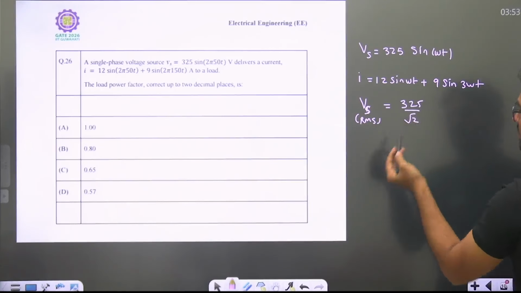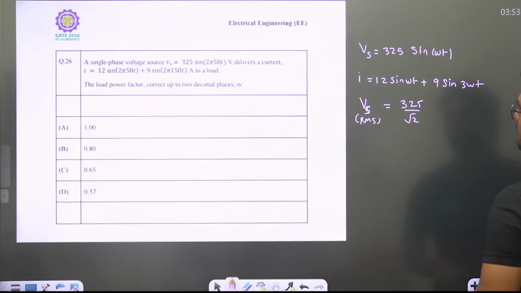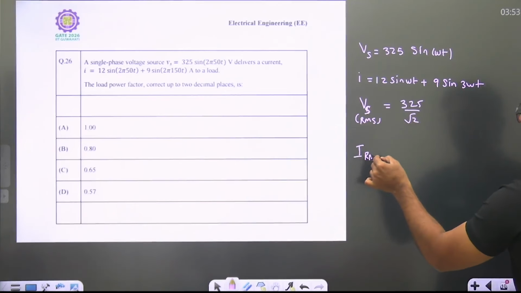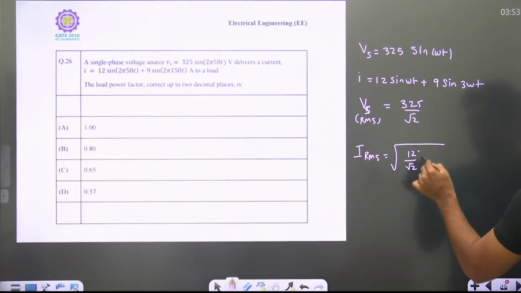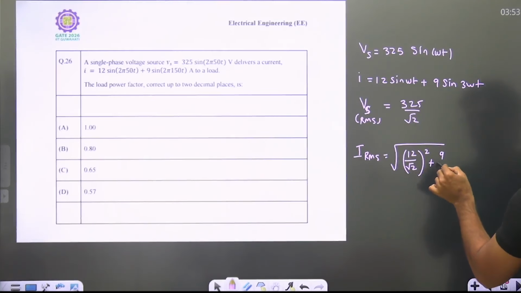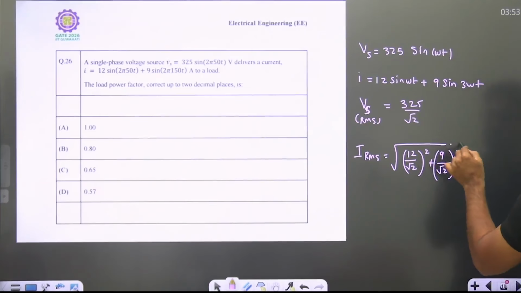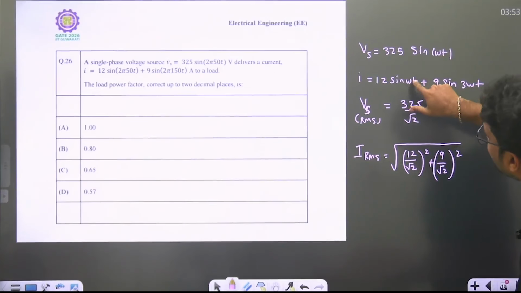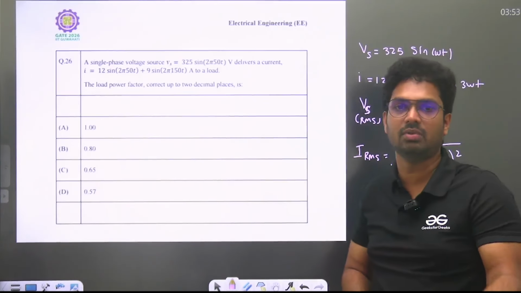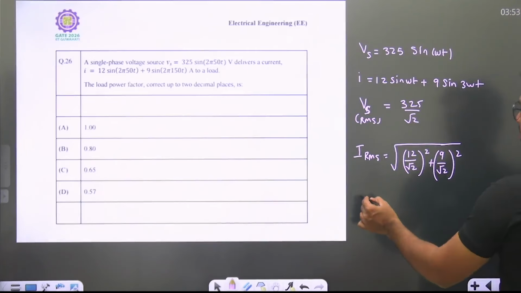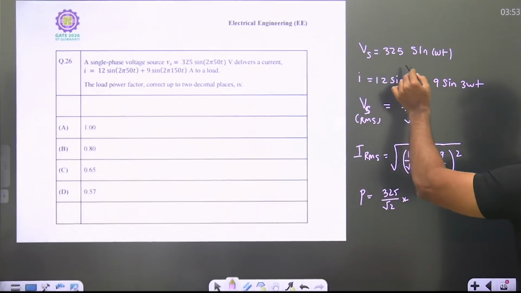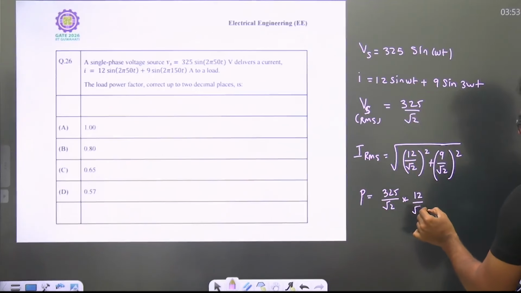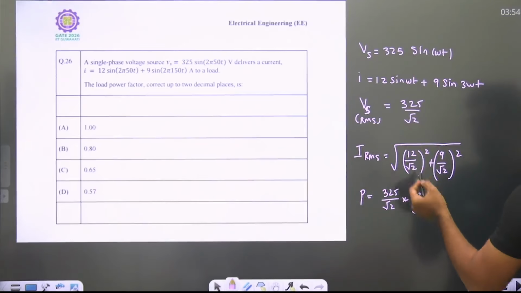So firstly, what is the source VRMS? Vs RMS is equal to 325 by √2. Calculate it or cancel it later. What is IRMS? Root of the sum of the individual RMS squared: 12 by √2 plus 9 by √2. Here if you observe, there is no angular difference between them. So cos phi, the angle between them in the fundamental, is equal to 0. So what is the fundamental power here? It is VRMS, that is 325 by √2, into IRMS of the fundamental signal, that is 12 by √2, cos of the angle between them, which is 0. Cos 0 is 1.